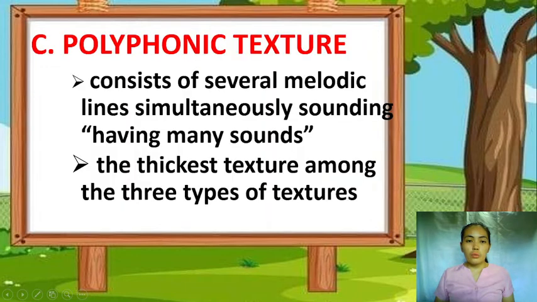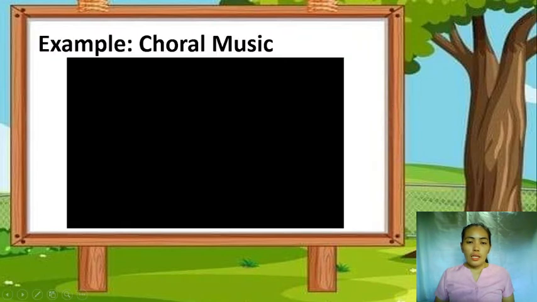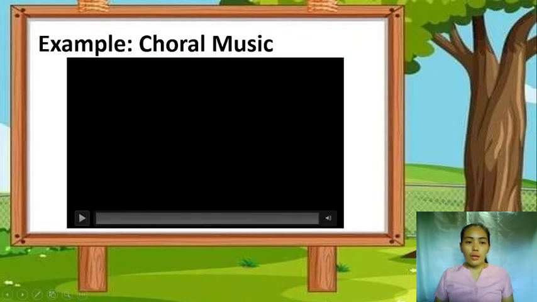The third one is the polyphonic texture. It consists of several melodic lines simultaneously sounding or having many sounds. This is the thickest texture among the three types of textures. An example for this is choral music. And now let us listen.